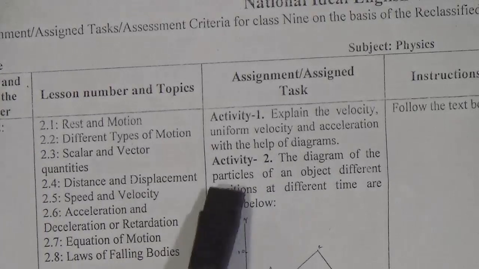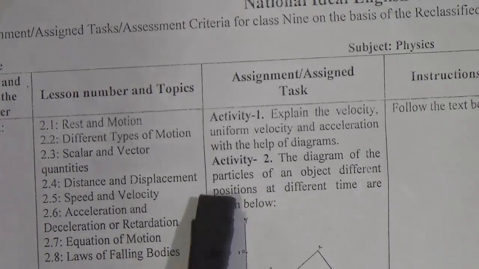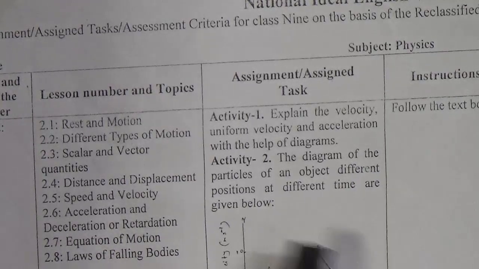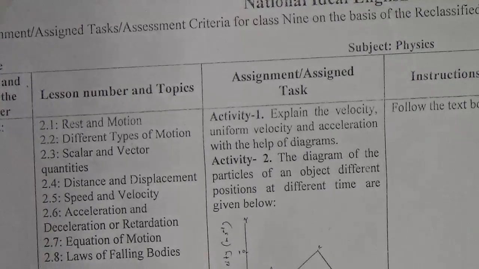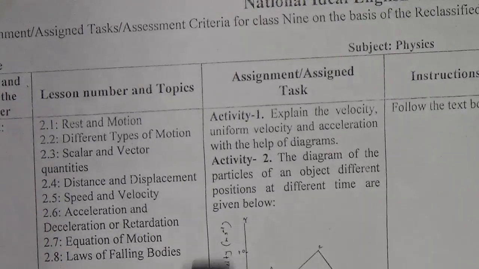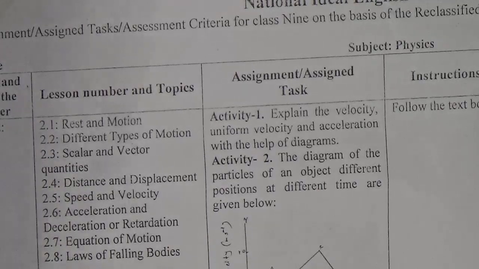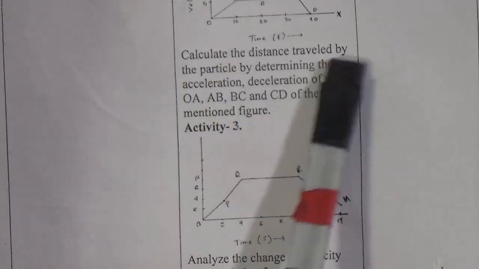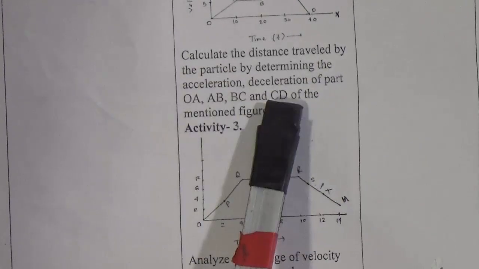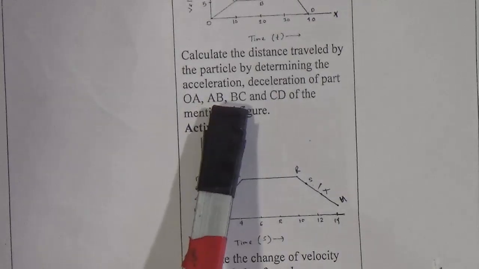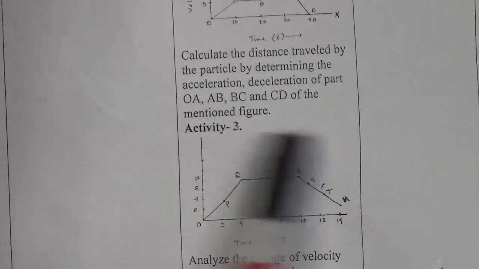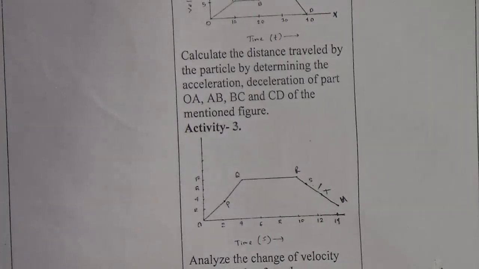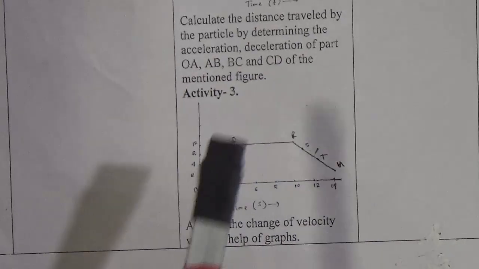Next question, activity 2: the diagram of the positions of the particles of an object at different times is given below. Here is the given figure or diagram; you have to draw this figure on graph paper. Then the question: calculate the distance traveled by the particle by determining the deceleration of parts OA, AB, BC and CD of the mentioned figure. Then activity 3: here also a figure is given; analyze the change of velocity with the help of the graph.